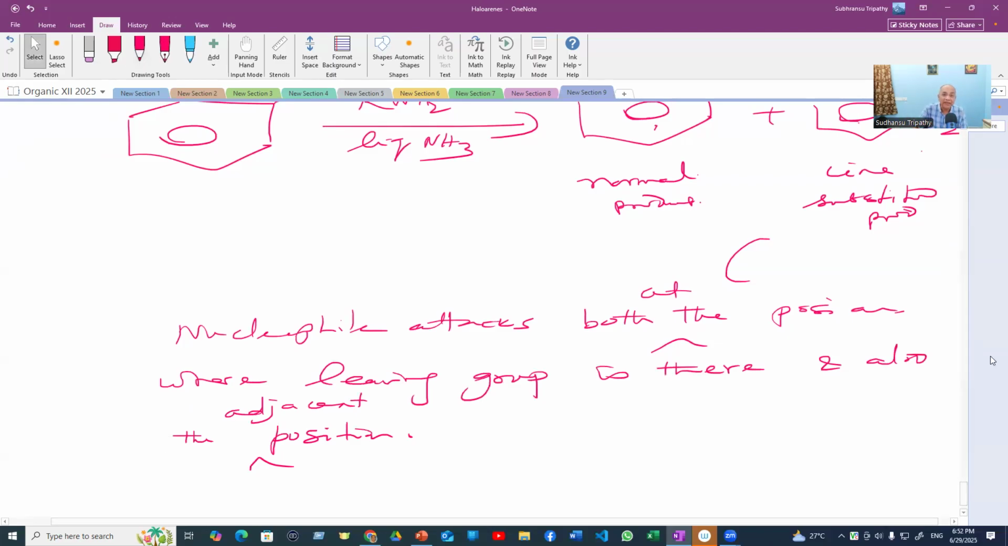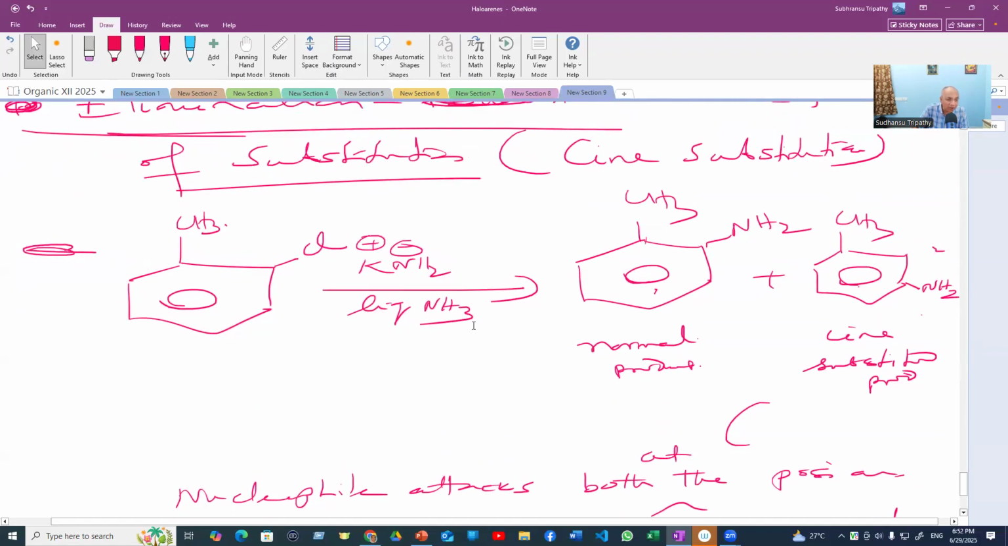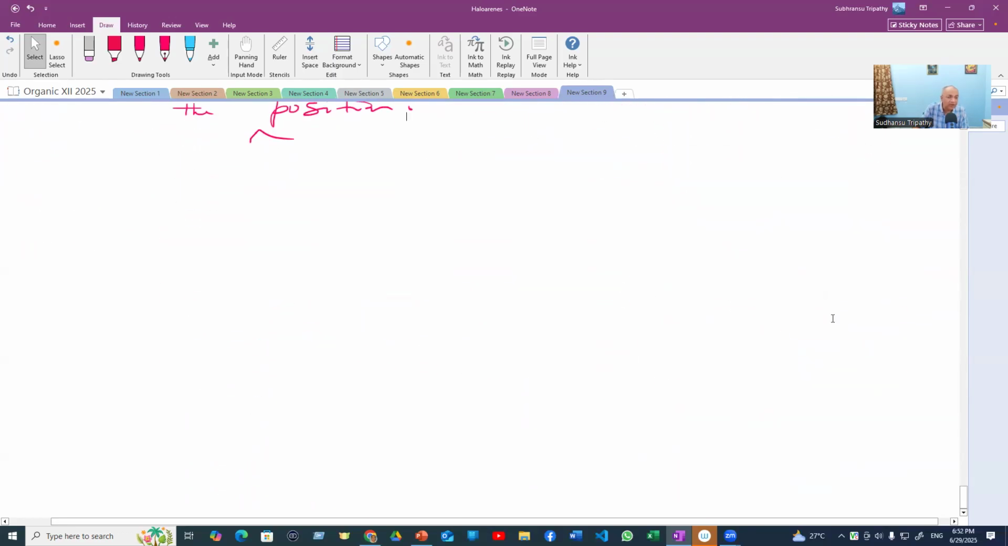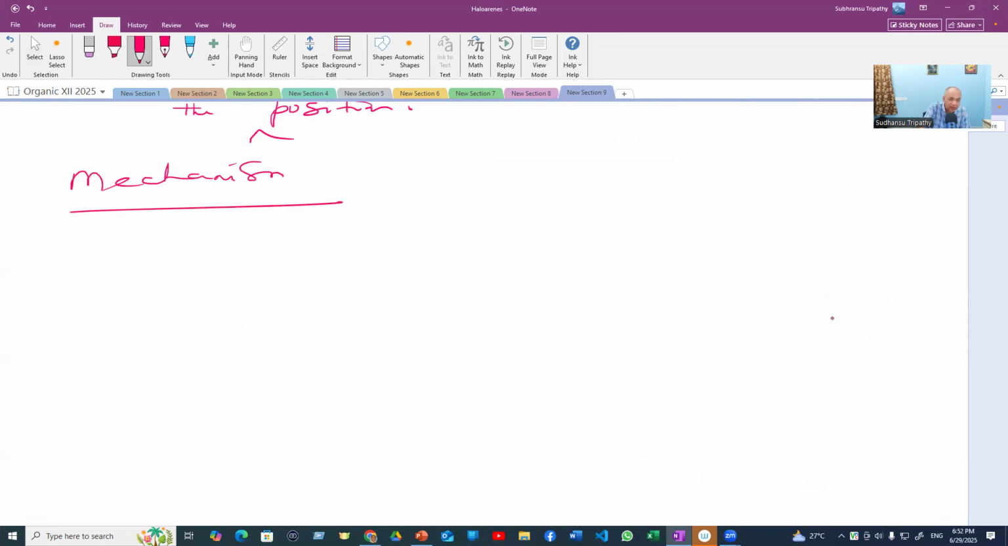So how is it happening? You are having chloro here. You are taking a strong nucleophile, a strong base, amide ion, that should have given you one product. You are getting two products because we are having a different mechanism. I am showing you this mechanism.